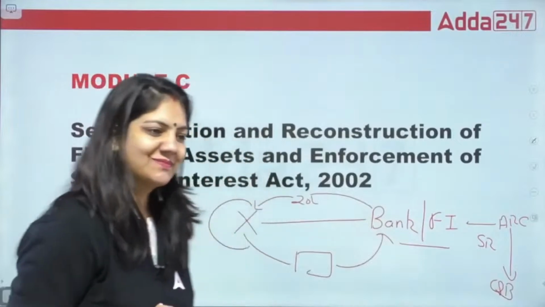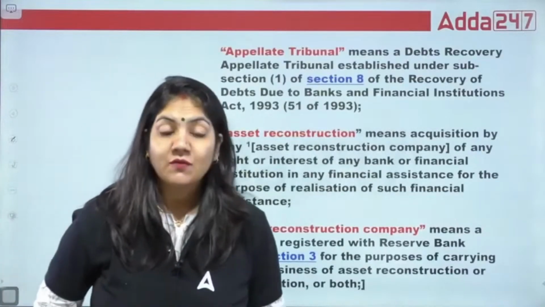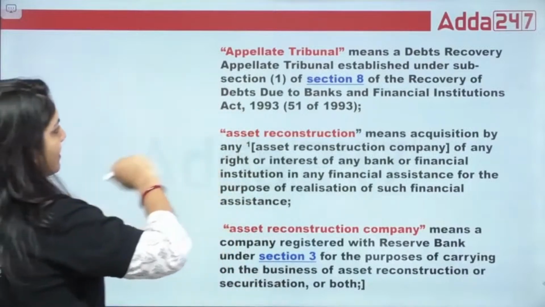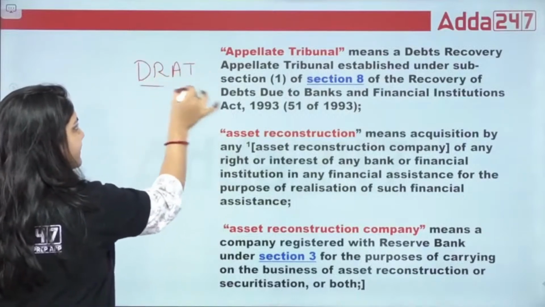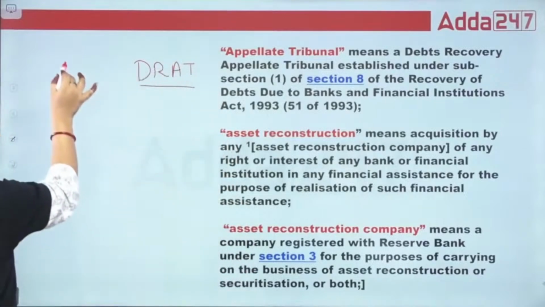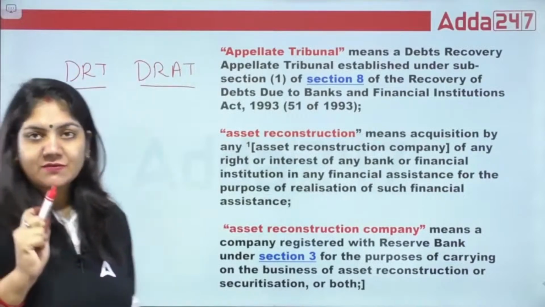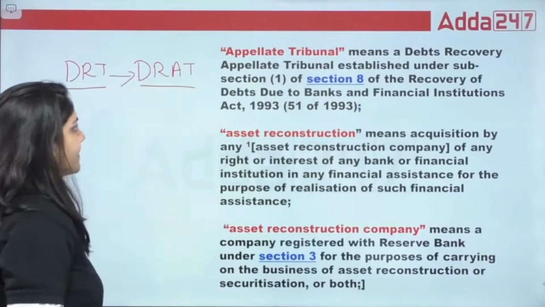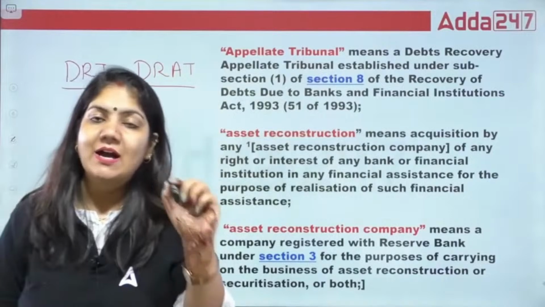Okay, now let's start with the definition terms of Surfaesi. First is appellate tribunal. What is appellate tribunal? Appellate tribunal is basically, as you can see, DRAT. In DRT Act, what have we read? In DRT Act, we have read DRT is the tribunal. If we are not satisfied with the DRT decision, we can appeal to the DRAT. So in Surfaesi Act also, the appellate tribunal is DRAT.